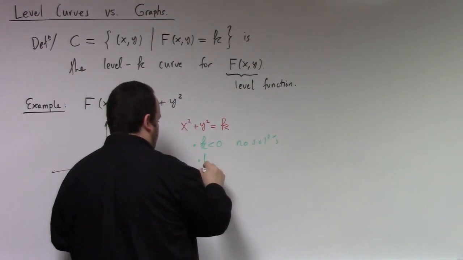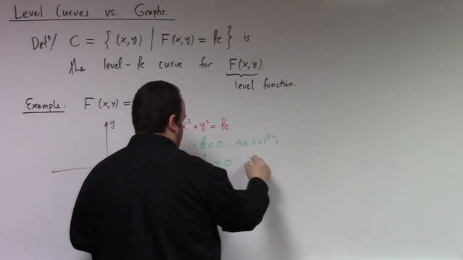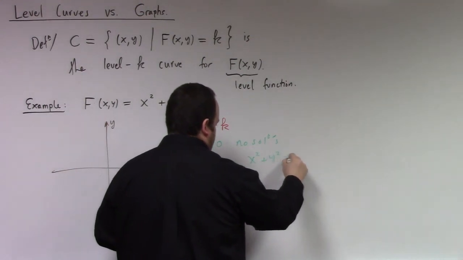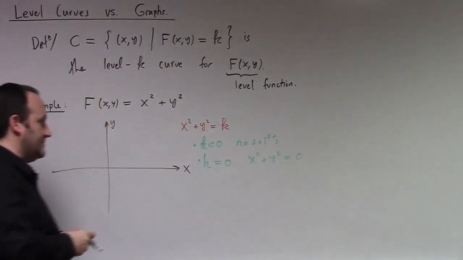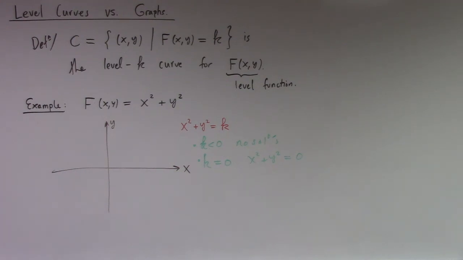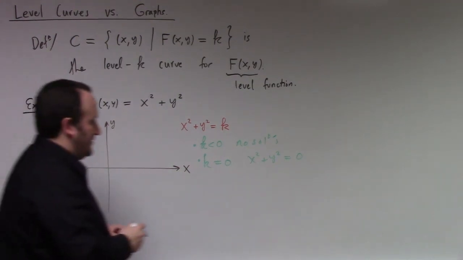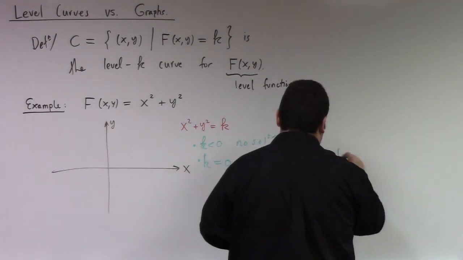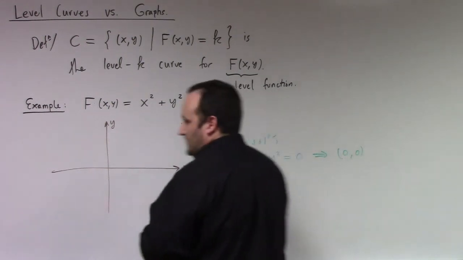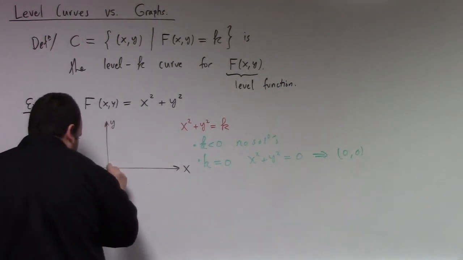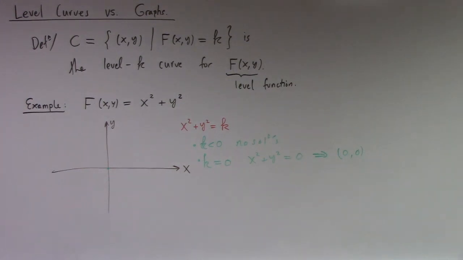If we look at k equals 0, what's that give us? x squared plus y squared equals 0. What's the solution to that? x and y both 0, right? So that is just the origin. There's the level 0 curve. A level curve could just be a point, as my definition is stated.